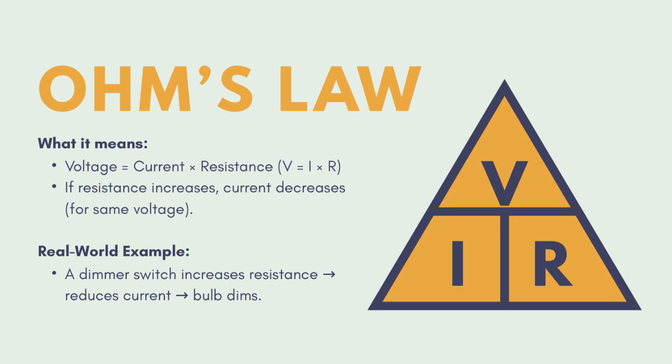Now, what's the key takeaway here? It's the fundamental relationship expressed by the formula voltage equals current times resistance, or V = I × R. This tells us that for a given voltage, if resistance increases, the current must decrease. Conversely, if resistance drops, the current can increase. So, in practical terms, when resistance is higher, less current flows, and that's why the bulb dims in our example.